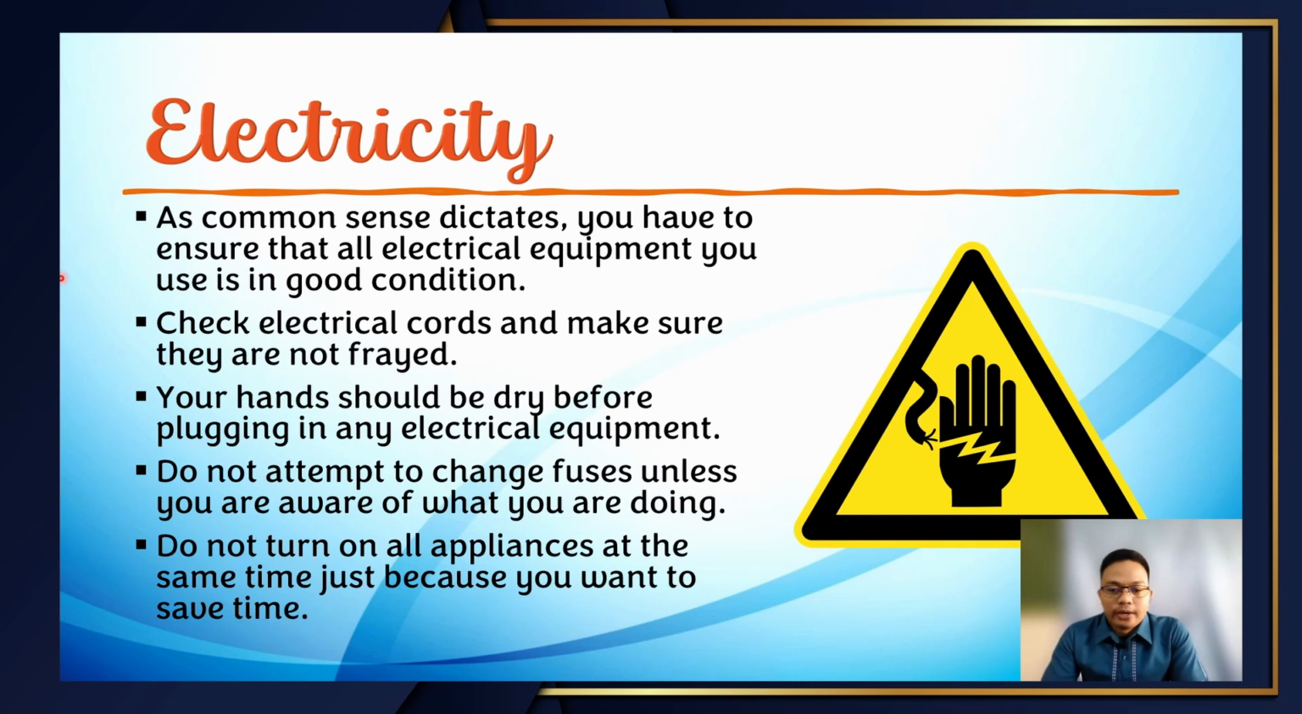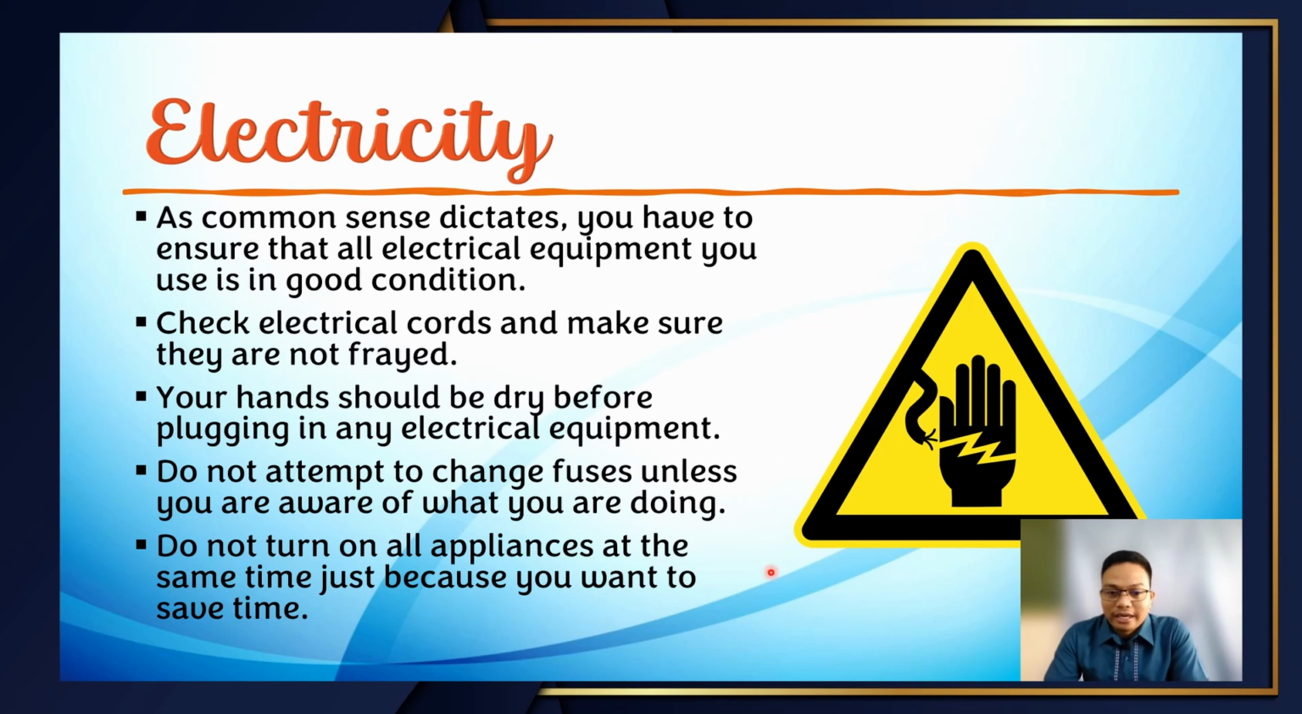So the last practical way on how to control hazard and risk in the workplace is to avoid electrical hazard. How do we avoid electrical hazard? First, as common sense dictates, you have to ensure that all electrical equipment you use is in good condition. Check electrical cords and make sure that they are not frayed. Your hands should be dry before plugging in any electrical equipment.